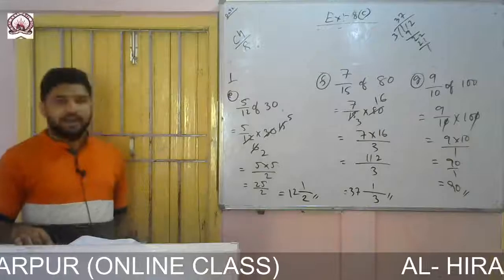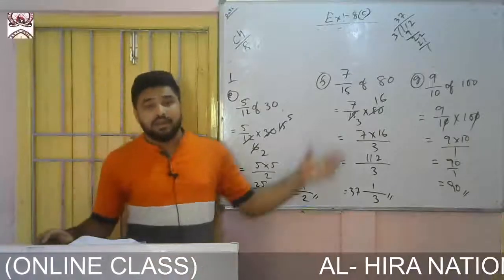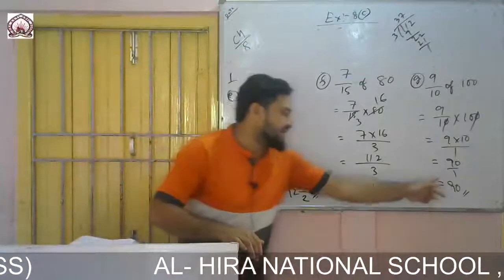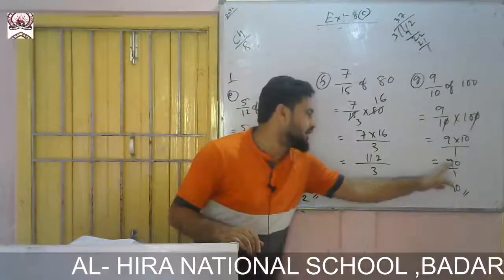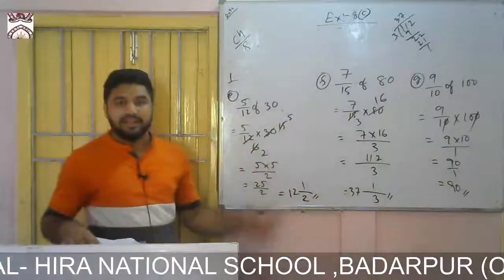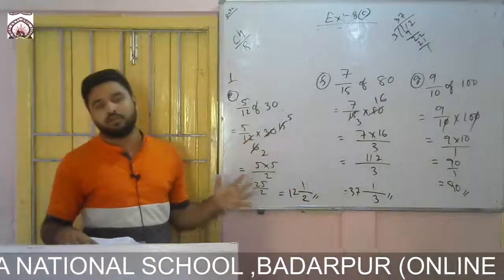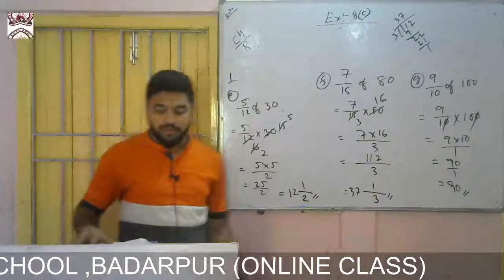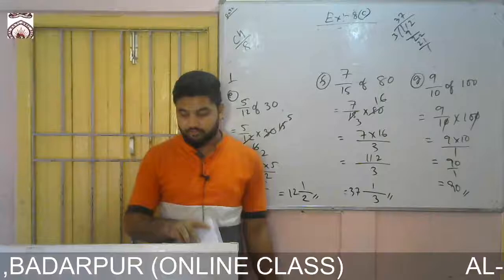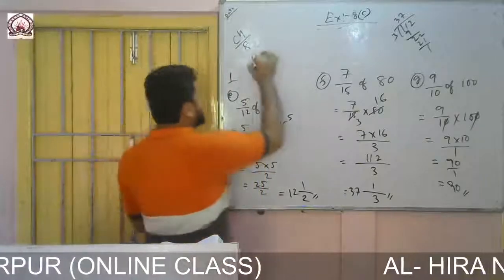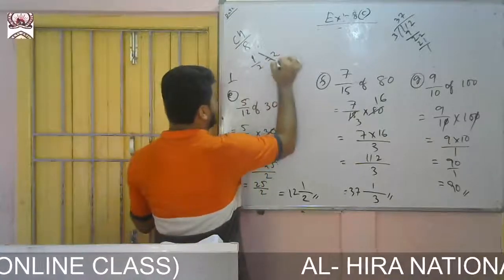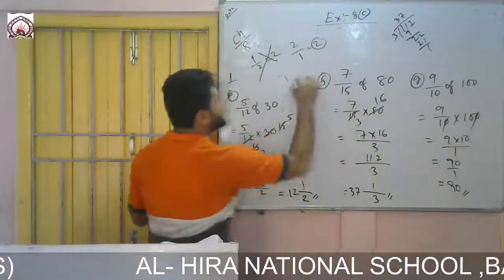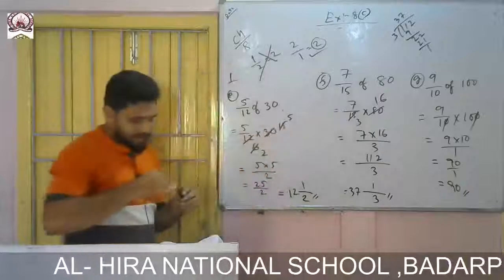90 by 1 means 90. If the 1 is in the denominator, no need to write, directly write the numerator. But if 1 is in the numerator, then you need to write. 1 by 2 is not 2, it is wrong. But 2 by 1 is 2. It is correct. Remember that one.